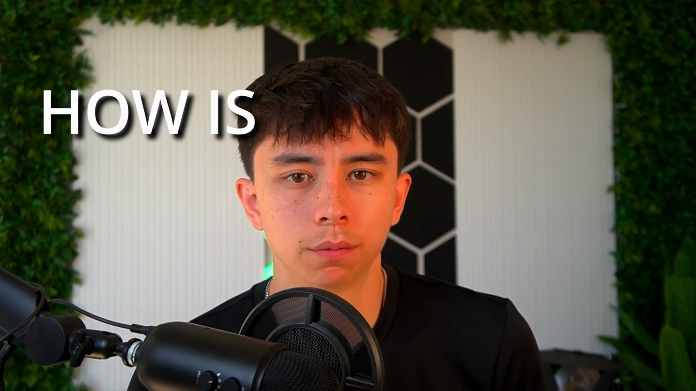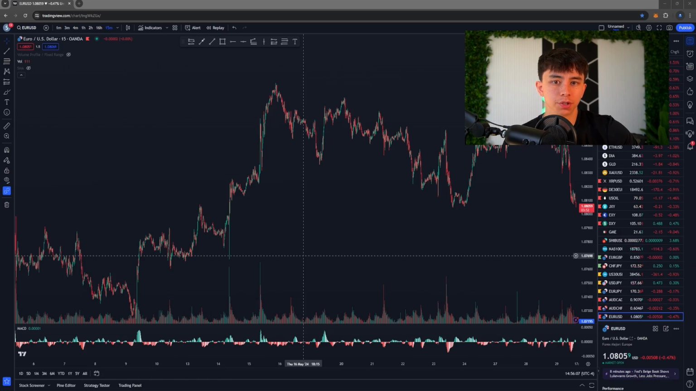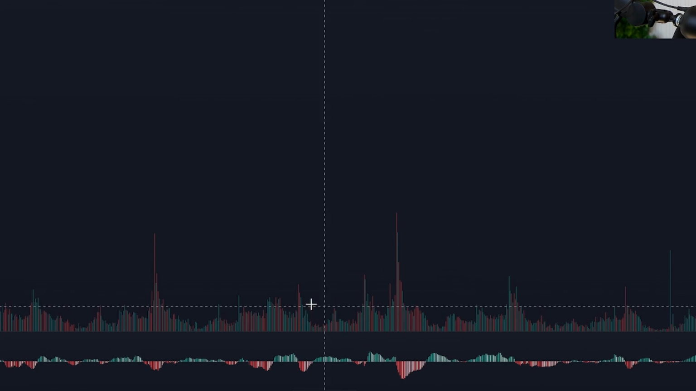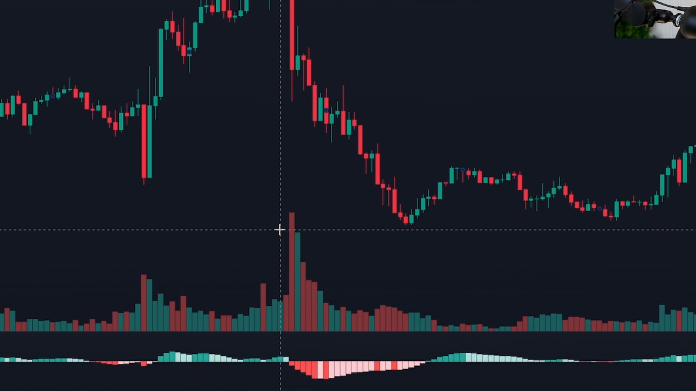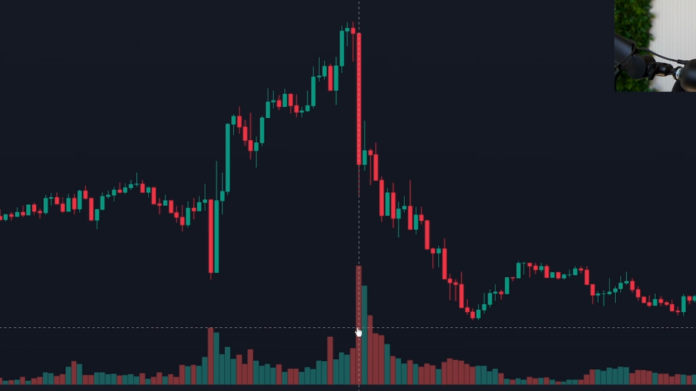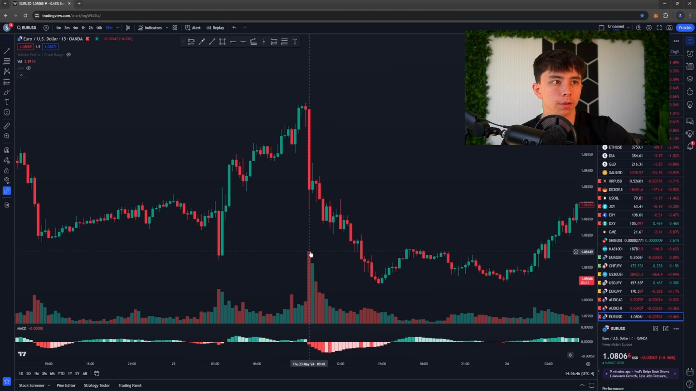So the first question is, how is the volume profile going to help us? Well, the volume profile actually gives us a different perspective on volume. Just like you're seeing right now, if we zoom in, you can see that volume is on a vertical level. As you can see, we had a lot of volume in this candle right here, and that translates to the adjacent candle. Directly above this volume candle, we can see that this candle had a lot of volume in it.